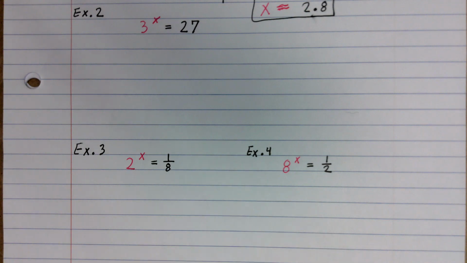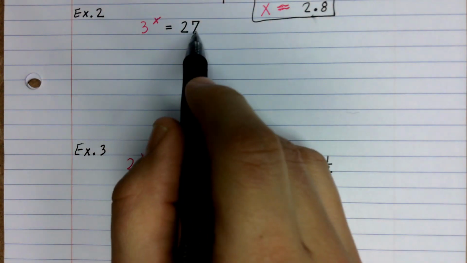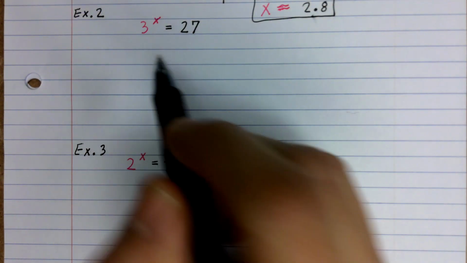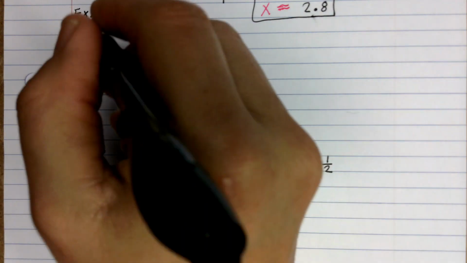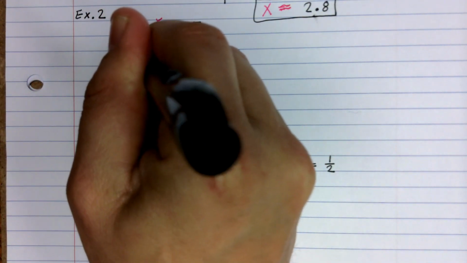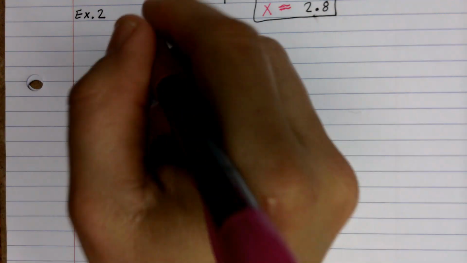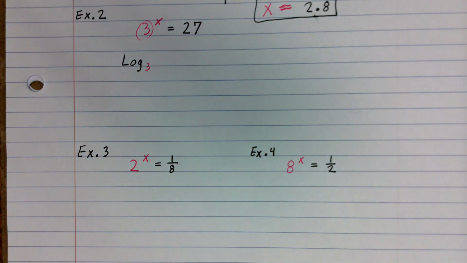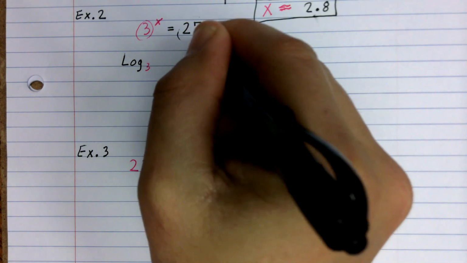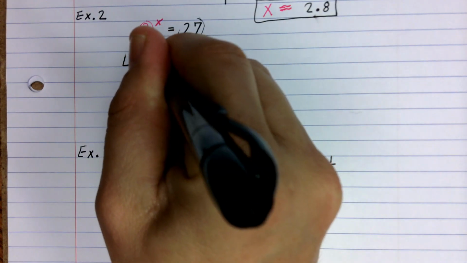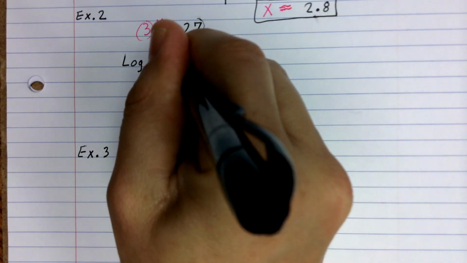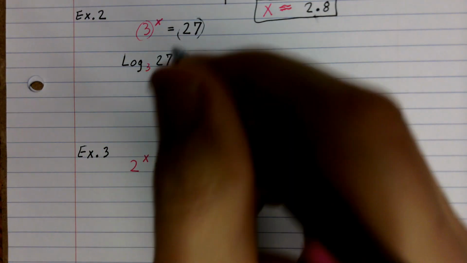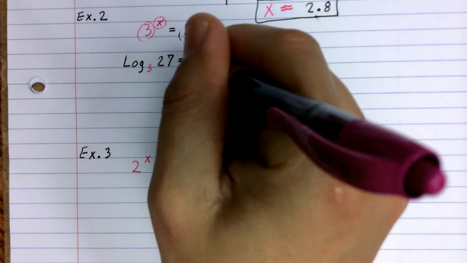But to keep it very simple, I'm just going to go ahead and convert this equation right here into a log. So this is just going to be log with a base of 3. That's this 3 that's right here. And notice it says it's equal to 27, so I'm going to write 27. And then that's going to be equal to my exponent, which is x.